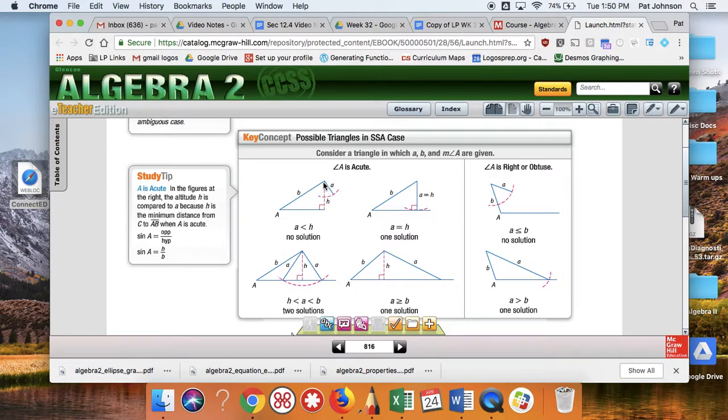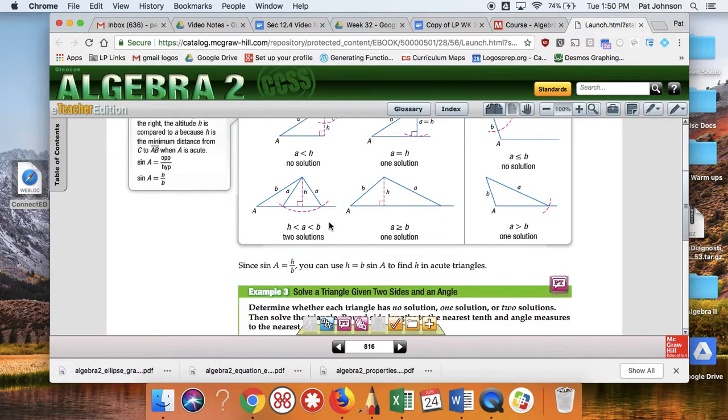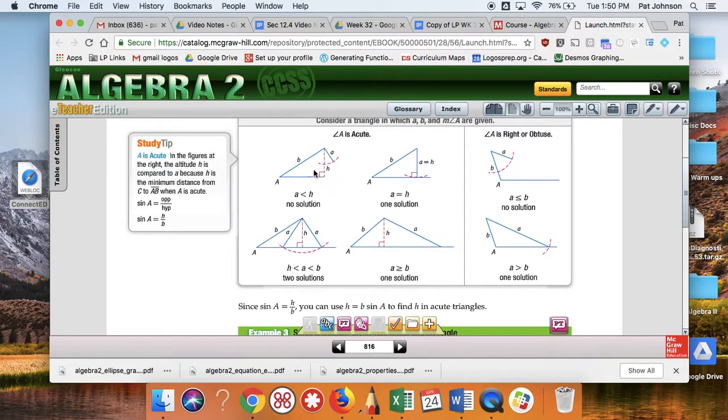So remember, H is a height, and we learned that H can equal B sine of A. So you're going to be given two sides and an angle opposite. The angle that's given is going to be considered angle A, and that's what we look at for acute or obtuse or right. And the side across it is going to be little a.